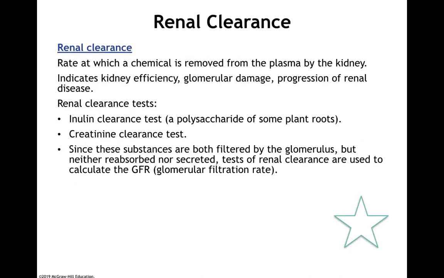Renal clearance is the rate at which a chemical is removed from the plasma by the kidneys. And this can be used to indicate the kidney's efficiency, damage to the glomerulus, and progress of renal disease. There are a number of renal clearance tests. One uses inulin, which is a polysaccharide. Creatinine is another clearance test.